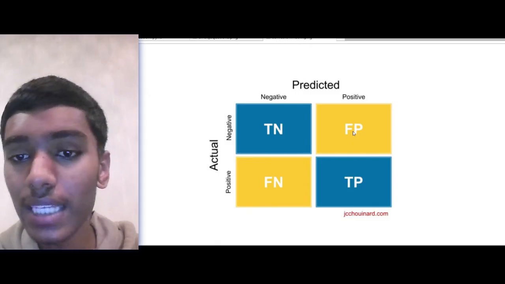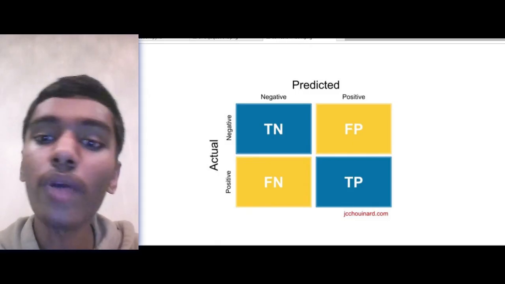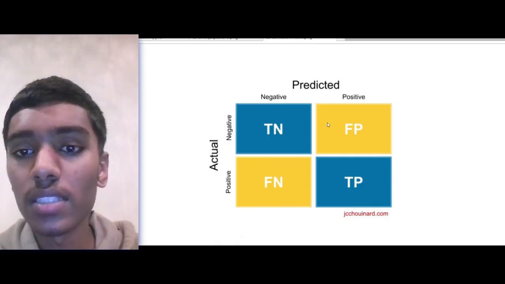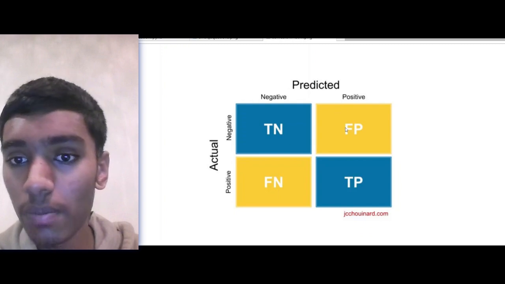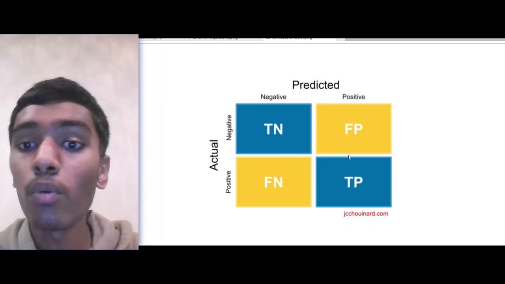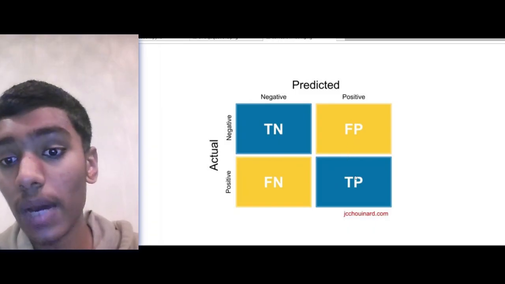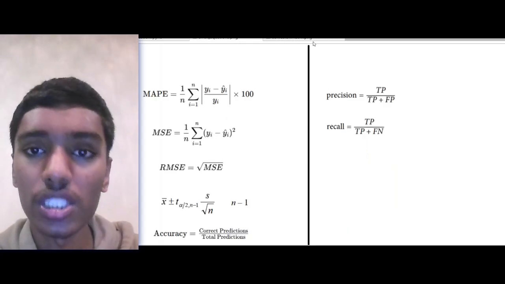FP is the instances that were incorrectly identified as being true. So if you add up all the instances that the model predicted as being true or positive, it would be FP plus TP, right? The model at least predicted it as being positive. Now, what percent of them were actually positive? That would be TP, or true positive. And if you do that, you're able to get this equation.